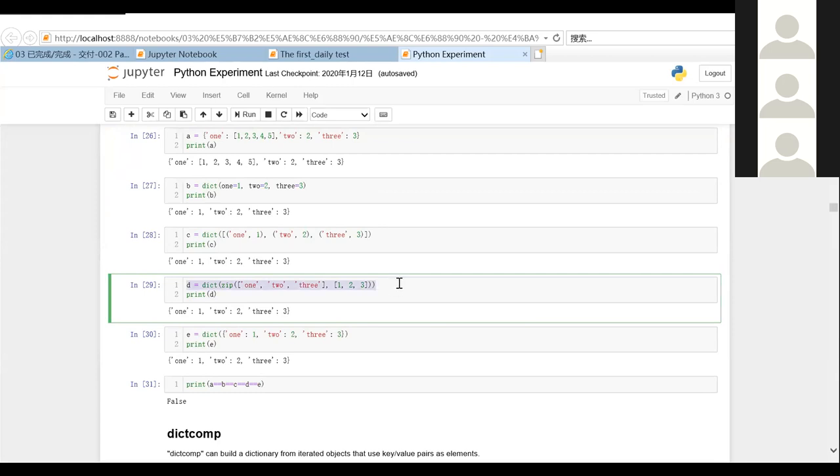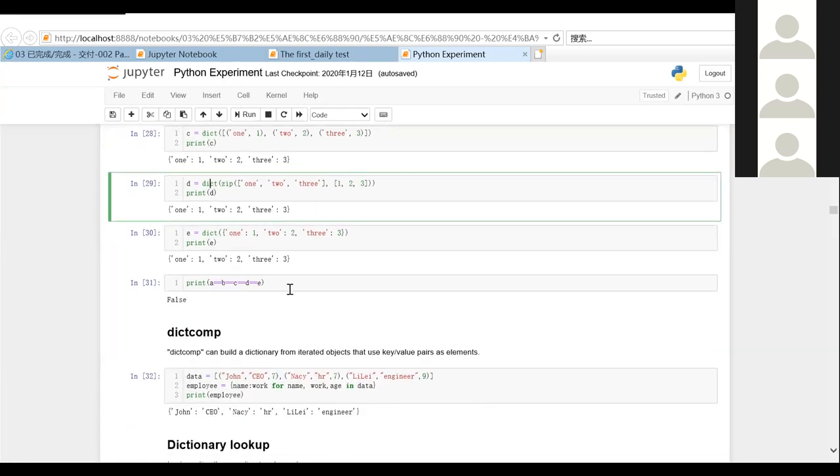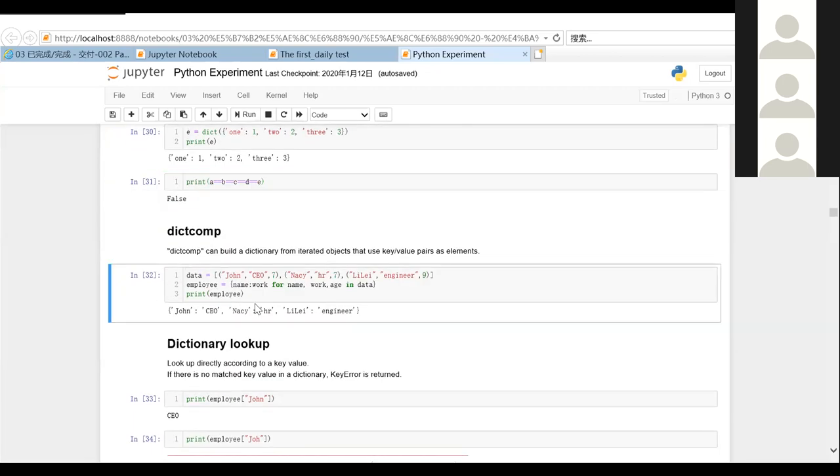Here is the third method to create a dictionary: we can use the zip function. In zip, we have two lists. The first list contains all the keys, and the second list contains all the values. We use it with the dict function. These are all built-in functions. If we create a dictionary like this, here is our dictionary with three key value pairs.